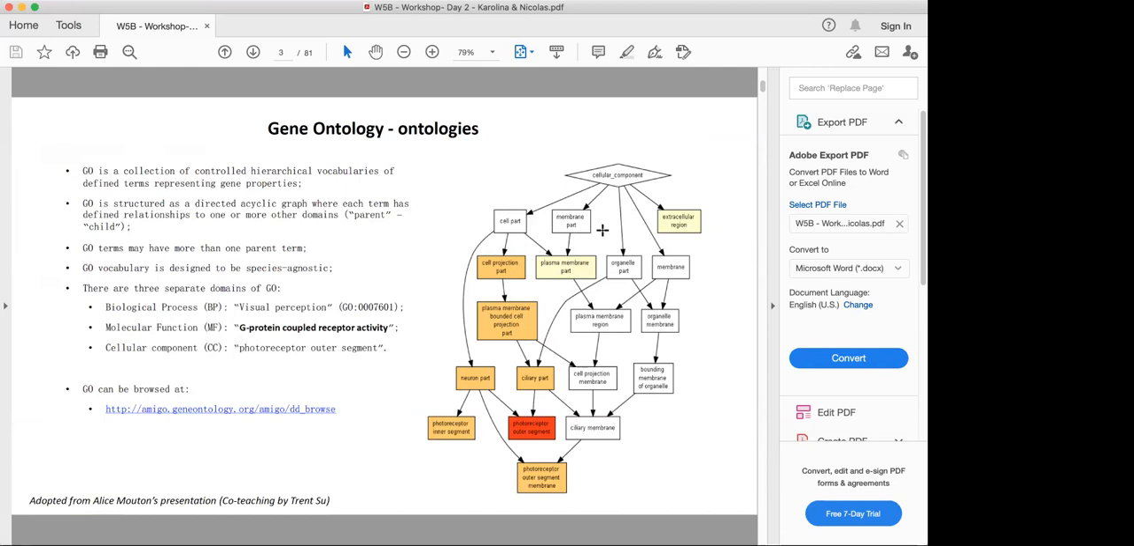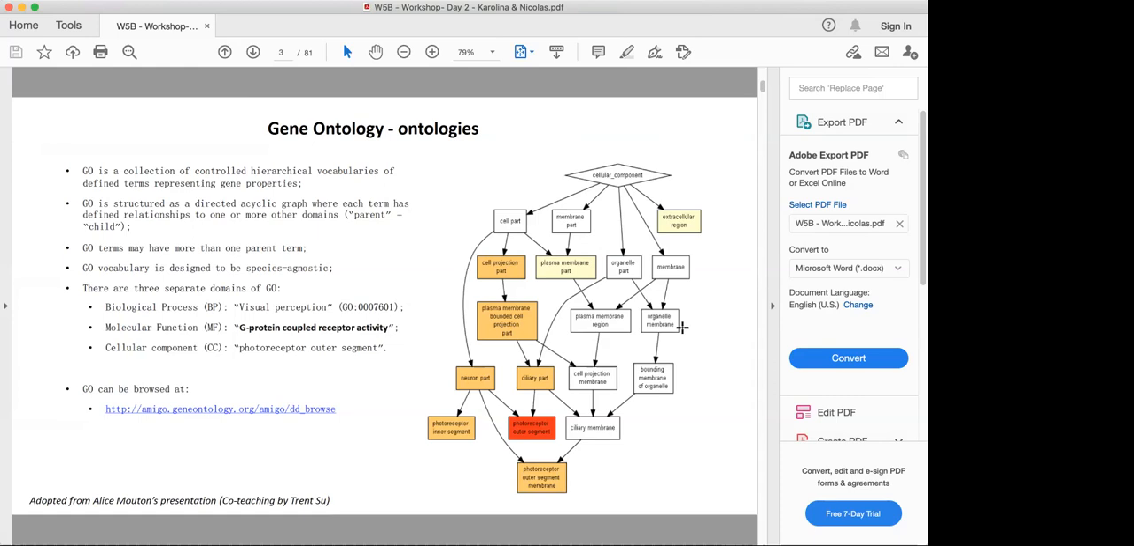GO terms may have more than one parent term, as you can see here. For example, plasma membrane region goes to the plasma membrane part or to the membrane. The GO vocabulary is designed to be species agnostic. What I want you to remember is that there are three separate but major domains of the gene ontology: the biological process, like for example visual perception; the molecular function, like for example G protein coupled receptor activity; and the cellular component, for example photoreceptor outer segment. So remember that the gene ontology is composed of three major domains: biological process, molecular function, and cellular component.